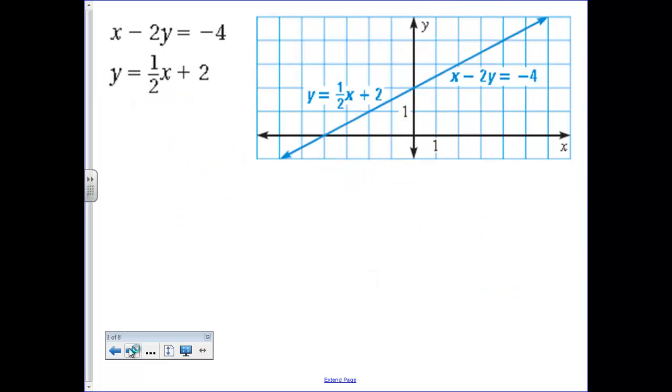Next one here appears to be only one line, but there's actually two lines that are just on top of each other. We refer to this as a dependent system. And this ends up having infinite solutions.